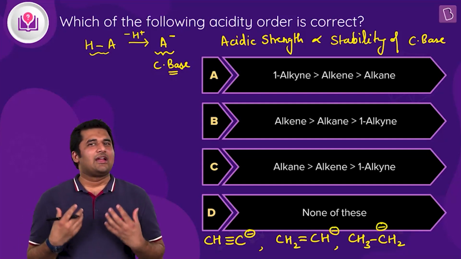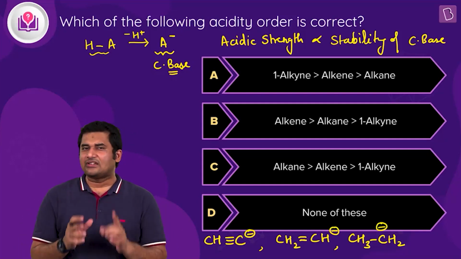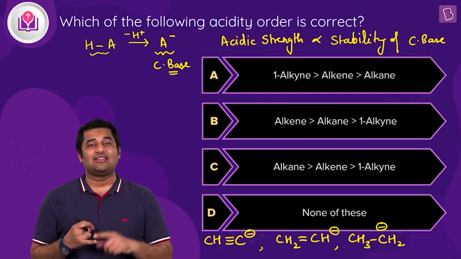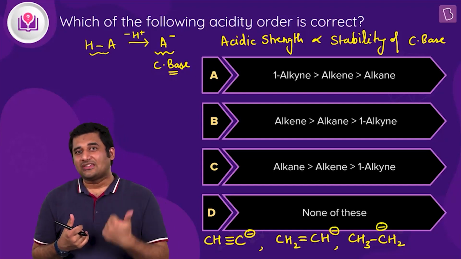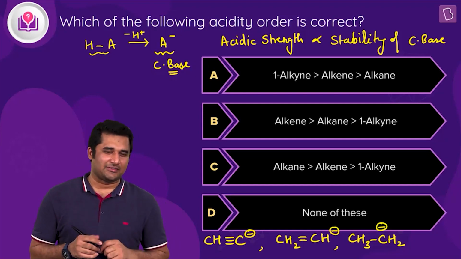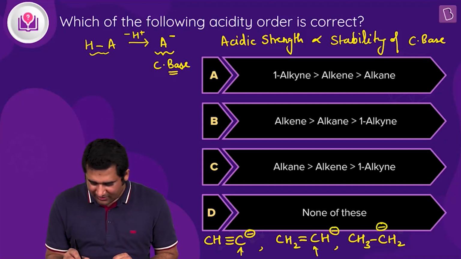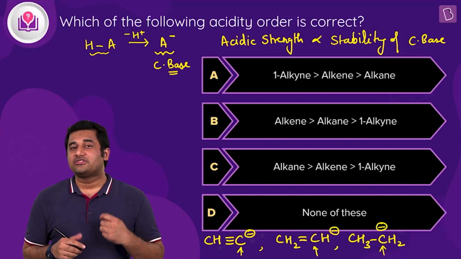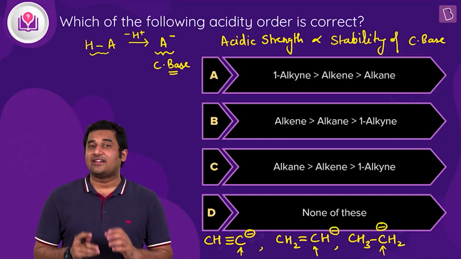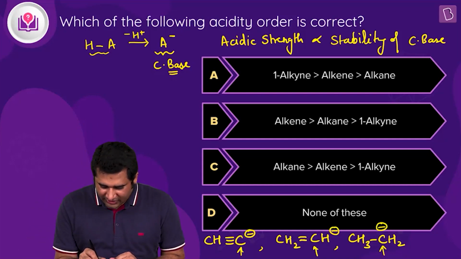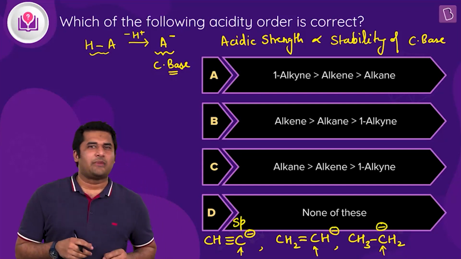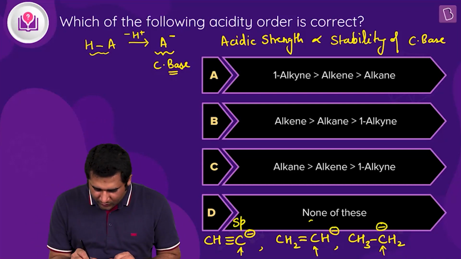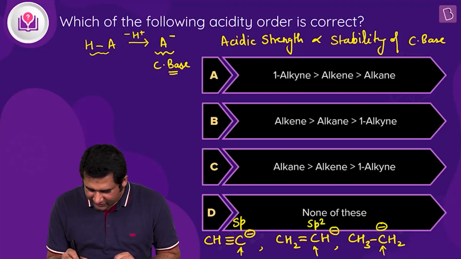Now we have to just compare the stability of these conjugate bases. The first thing that you have to always check is whether the negative charge bearing atom of the conjugate base is the same or different. If it is the same, then you have to check the hybridization of that atom. Here you can see the negative charge carrying atom is the same, which is carbon in all three cases. So now you have to check the hybridization. For the first case, that is alkyne, the hybridization of this carbon is sp, and I'm very sure by now you already understand how to calculate hybridization. Similarly for this one it is sp2, and for the third one it is sp3.